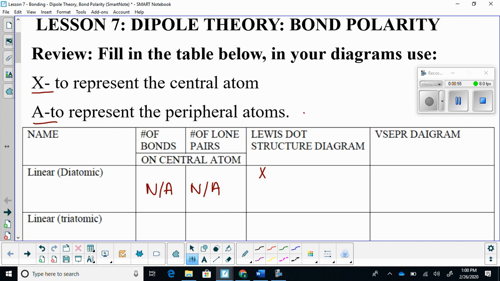For example, if X represents hydrogen bonded to a halogen, it would look something like this. Or let's say hydrogen is bonded to another hydrogen. It would look something like this. Or two halogens are bonded to each other. So there is a couple variations of what a linear diatomic will look like. Now, the key to drawing the VSEPR shape here is that it's linear. So we will use one line to connect the two atoms together. Okay, so those are a couple of our variations.